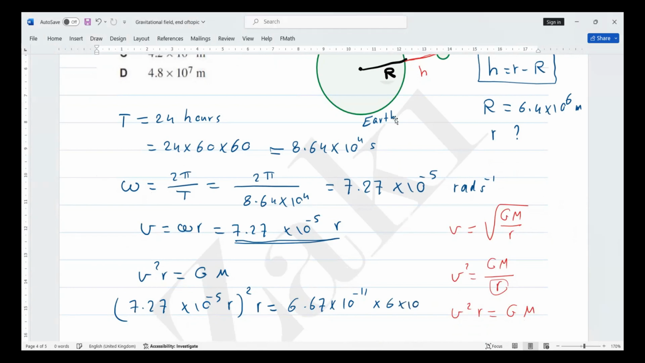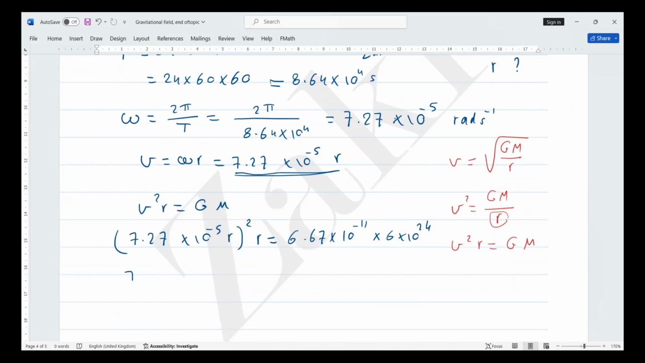Now, distribute the square: 7.27 multiply 10 power negative 5 all squared, R squared times R is R cubed, equals this value, okay? Now I write 7.27, here I write this, 6.67 multiply 10 to the power negative 11. Just I calculate the right side, multiply 6, multiply 10 to the power 24. So the right side is 4.0 multiply 10 power 14.